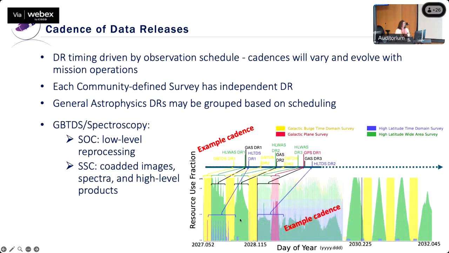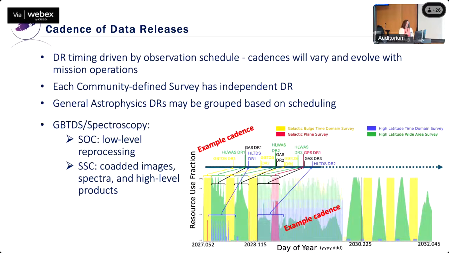So if you look here, this is just an example cadence. We're still working on the mission plan. But for example, if we take observations for the high latitude wide area survey for 6 months, we might want to wait until all the observations are collected and then create a data release that contains all of those data processed in a uniform and consistent way.